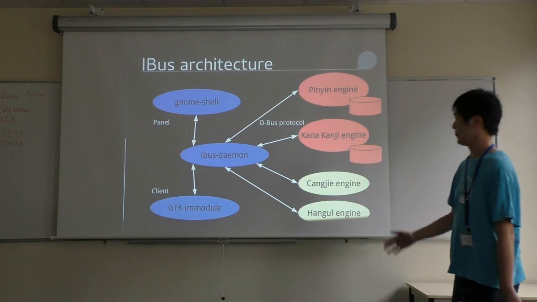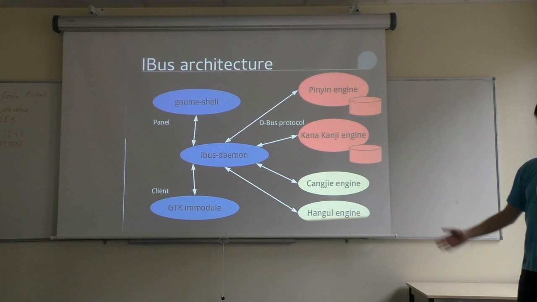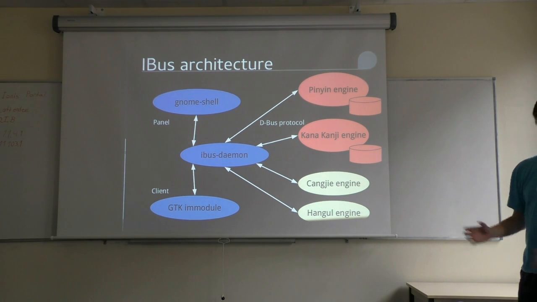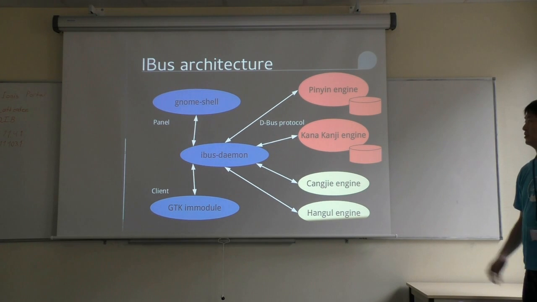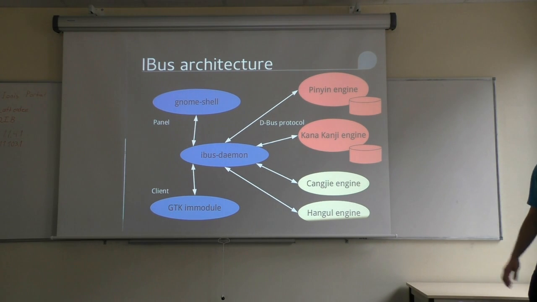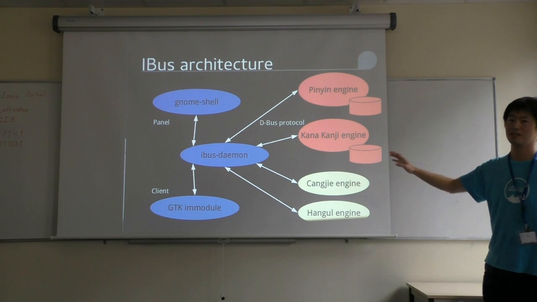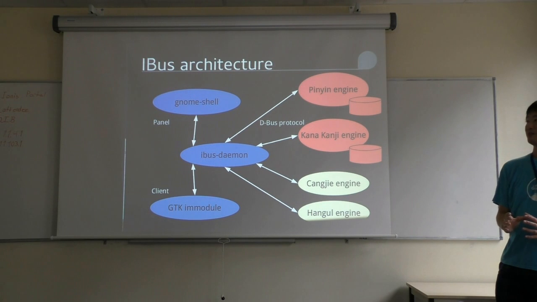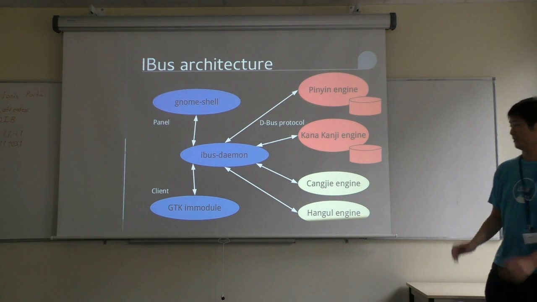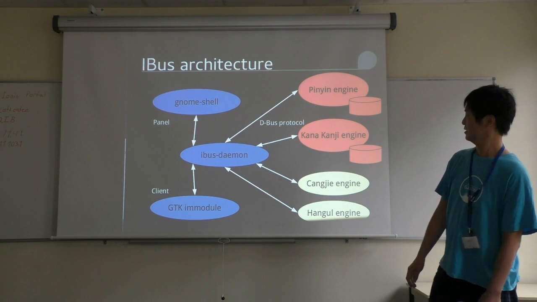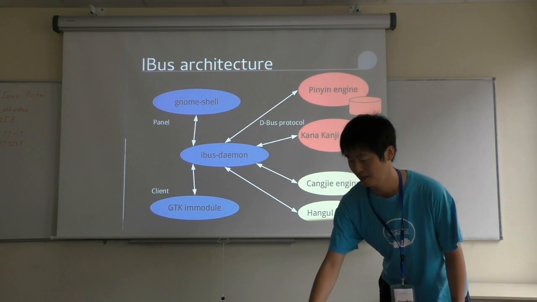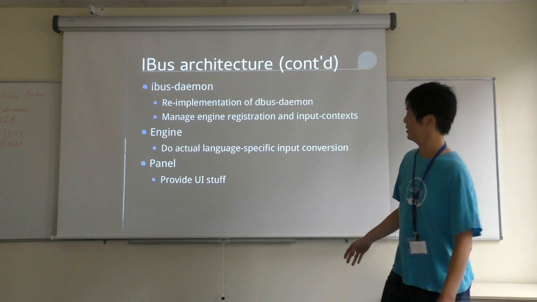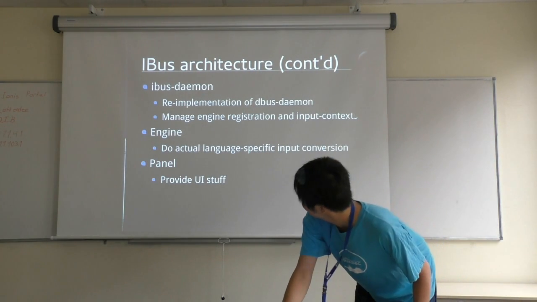So to solve the issue, iBus was designed as a multi-process architecture. In this architecture, if a PinYin engine or Kana-Kanji engine crashes, the system itself will continue working. Okay. So there are three components, but we'll look at them later. Okay.